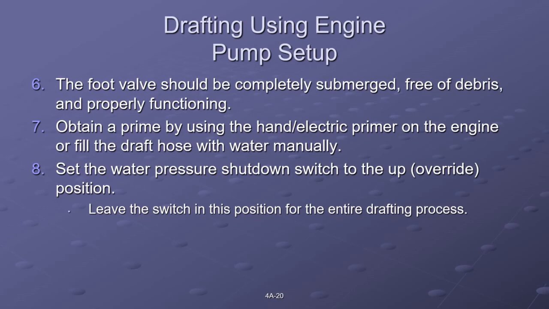Obtain a prime by using the hand or electric primer on the engine. Fill the draft hose with water manually. Set the water pressure shutdown switch to the upper override position. Leave the switch in position for the entire drafting process. You do not need to go into safety mode when you're drafting. You should be standing there watching it fill your tank, given the scenario that we're talking about here.